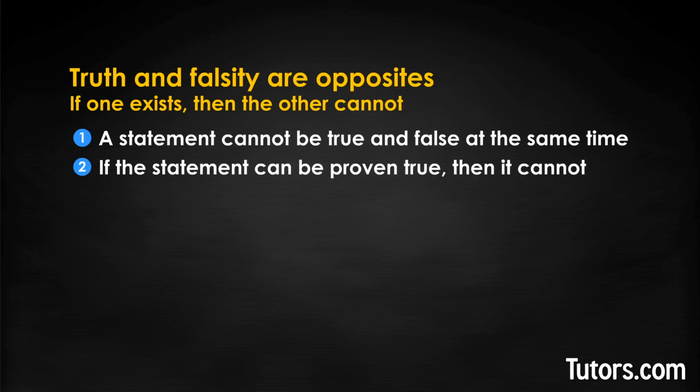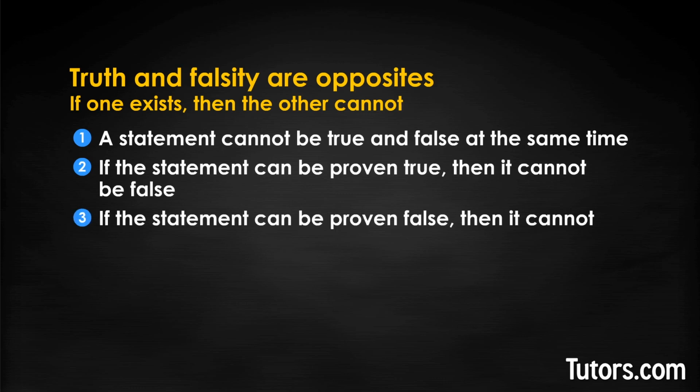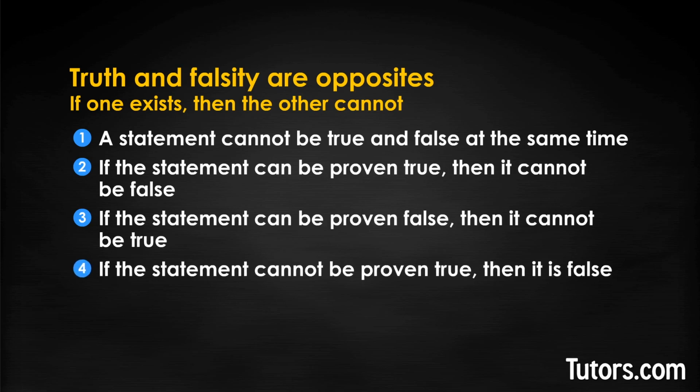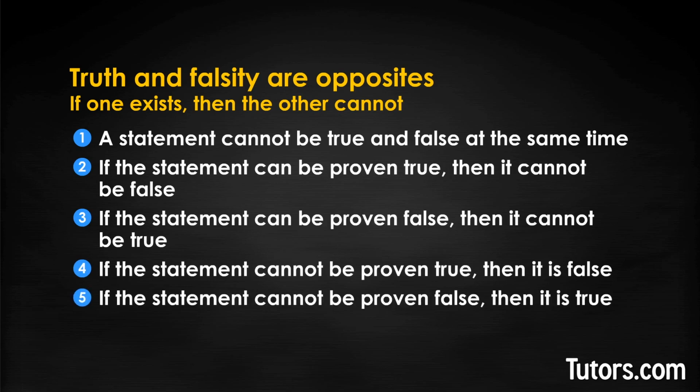If the statement can be proven true, then it cannot be false. If the statement can be proven false, then it cannot be true. If the statement cannot be proven true, then it is false. If the statement cannot be proven false, then it is true. It is that last condition of truth and falsity that is exploited, powerfully and universally, by proof by contradiction.